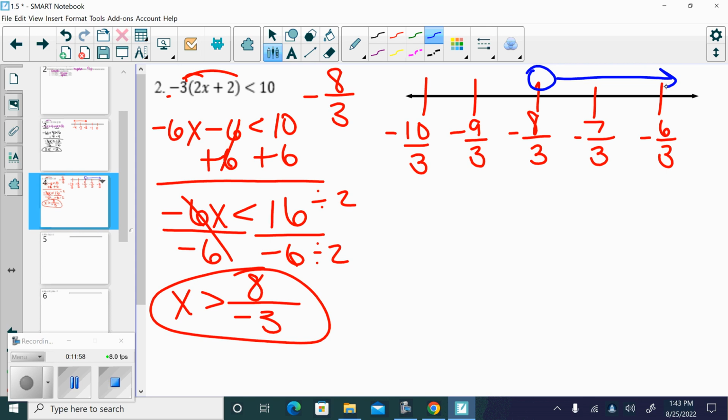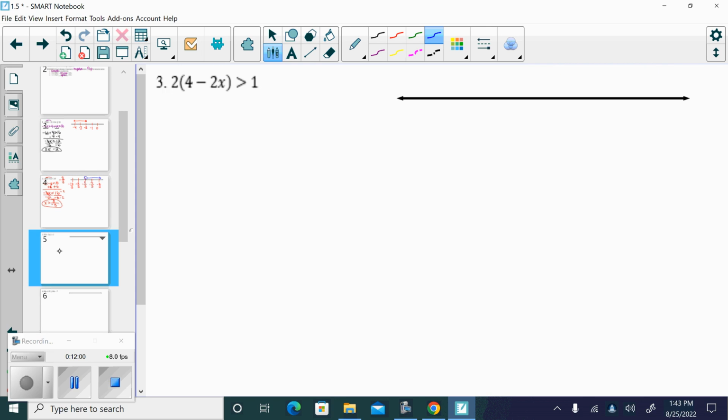All right. Number 3. Once again, we're seeing a trend here. The first thing I need to do is distribute. So distribute in the 2. 2 times 4 is 8. 2 times negative 2x. Negative 4x is greater than 1.